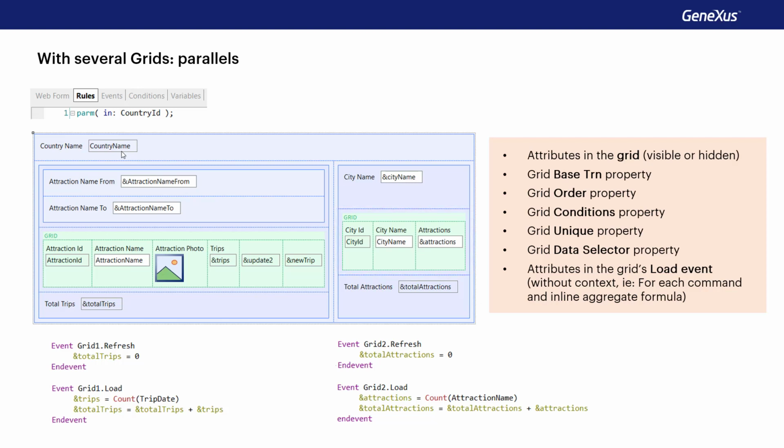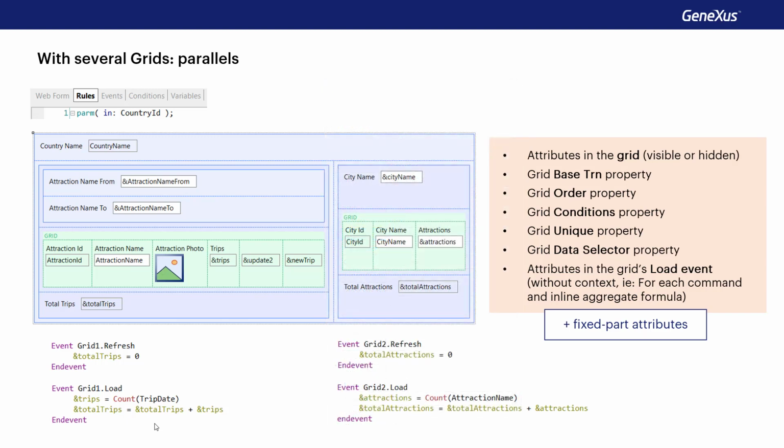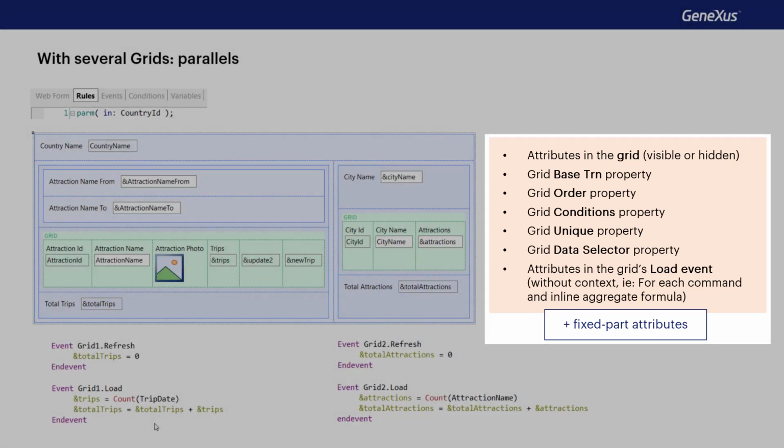So in our case, in determining the base table of grid 1, all these grid attributes are considered, in addition to any others separated in this load event. There isn't any. And of course, the grid properties mentioned. It's clear why there will be a base table, which will be attraction. If any of these attributes were not in attraction's extended table, then we would be warned in the navigation list.